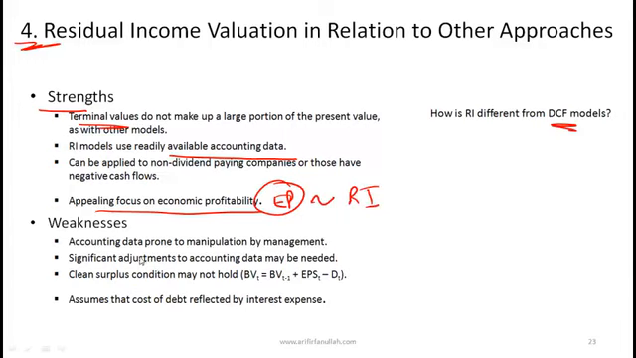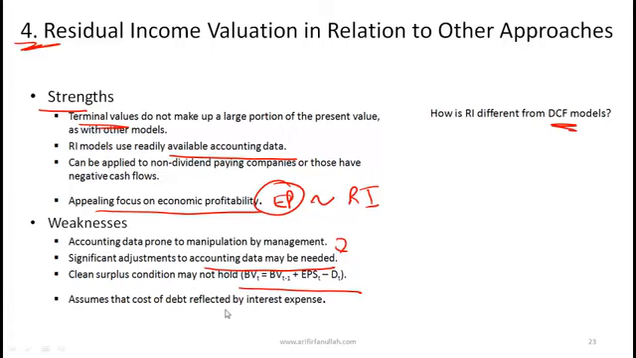What are the weaknesses? The accounting data is prone to manipulation by management, so the classic issues with quality of earnings and so on. If you are not using good accounting numbers, then your valuation is susceptible to the assumptions made by management. Significant adjustments to accounting data may be needed. There is a workaround to this: you've studied in FRA the adjustments that can be made, and you can apply them here. We assume that clean surplus holds when we do residual income, but if it doesn't hold, then that's an issue. So again, you will have to make assumptions.